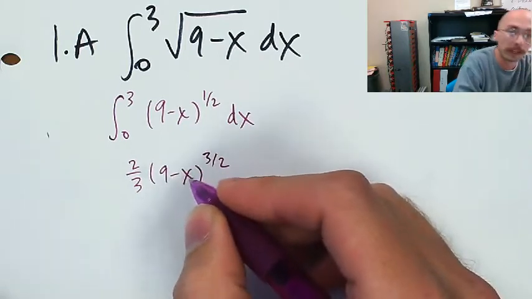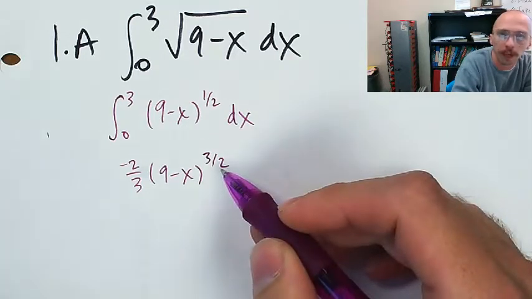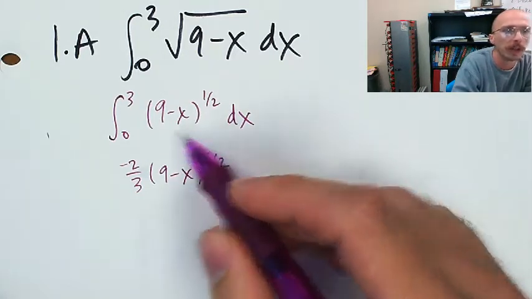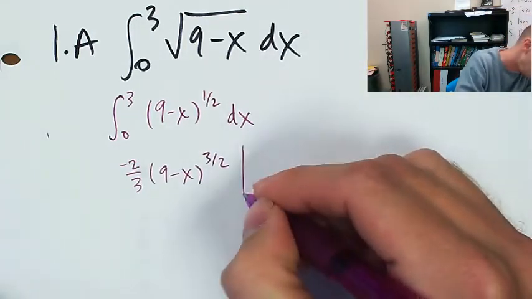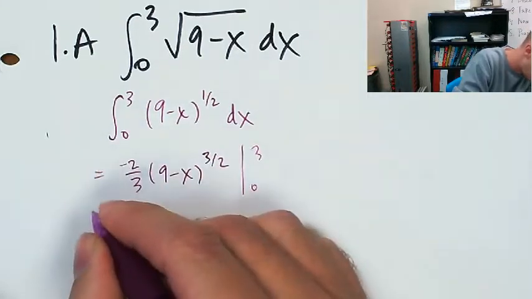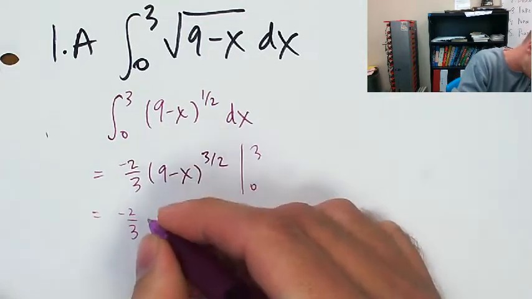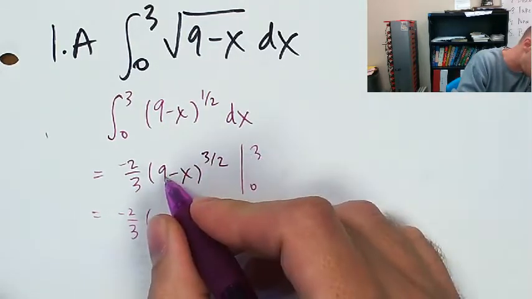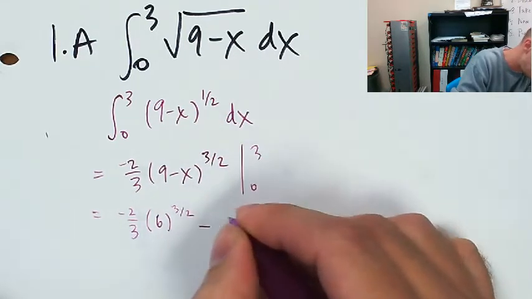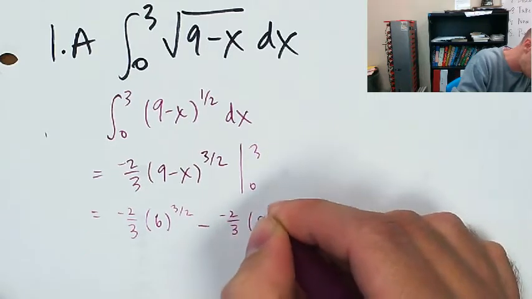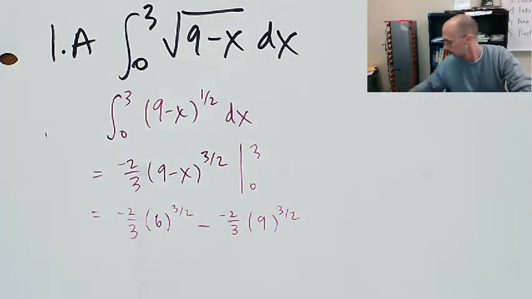Then I'm going to check for the derivative of the inside, and the derivative of the inside is -1, so I need to divide by -1 to prepare for the chain rule, right? And I'm going to double check to make sure I've got myself a valid antiderivative. Negative 9 minus x to the 1/2 times -1 for the chain rule. Okay, I'm satisfied. All right, 0 to 3, and that's going to be -2/3 of 9 minus 3, which is 6, to the 3/2, minus -2/3 of 9 minus 0, which is 9, to the 3/2. Okay? And that's how we would do that one.